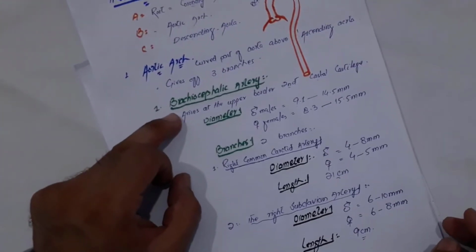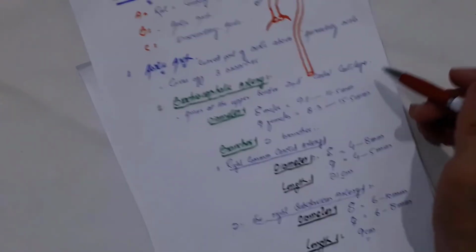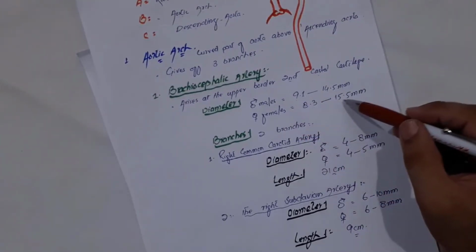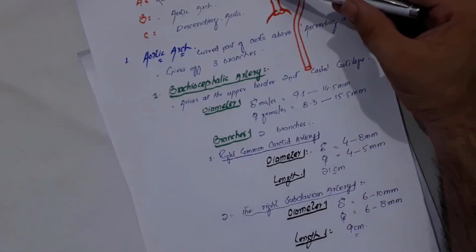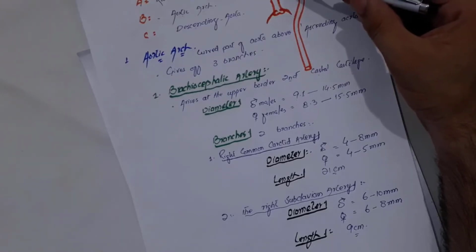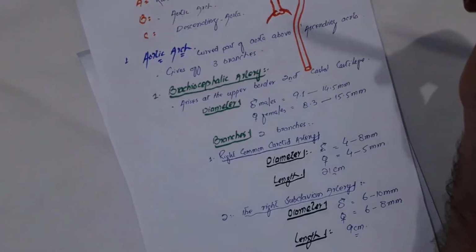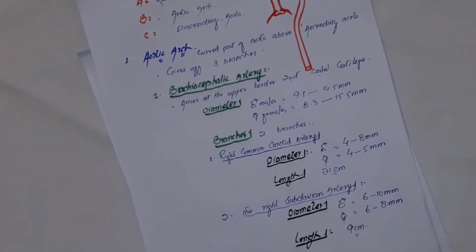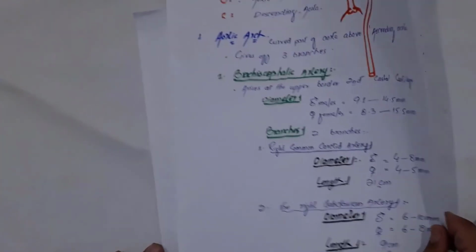Right, this was about the brachiocephalic artery. So the brachiocephalic artery arises at the upper border of second costal cartilage, and its diameter for male and for females is a little bit separate, and it gives off two branches. The right common carotid artery, which gives off internal and external carotid artery. The internal will lead to the blood supply of the brain, and the external will go to the facial regions. Then there is another branch, and that is called the right subclavian artery. So I have mentioned the diameter and length of each of these arteries.